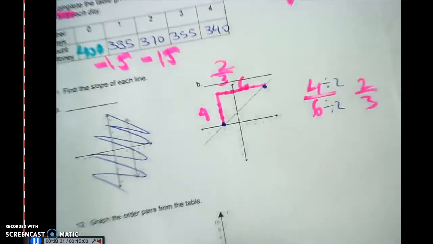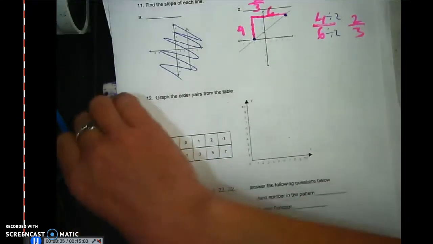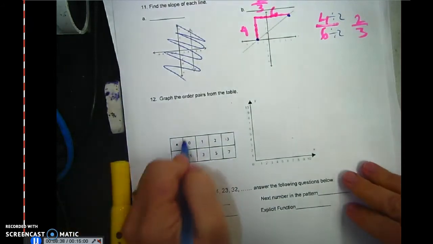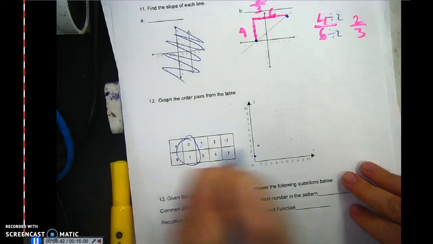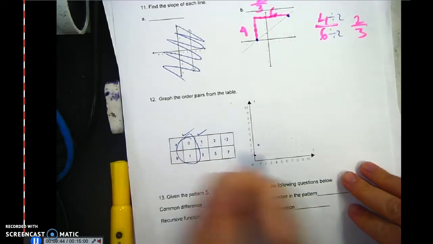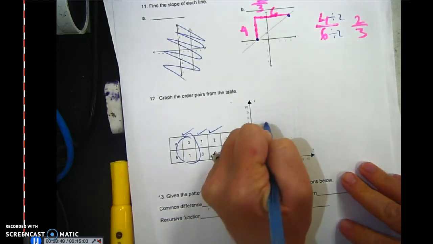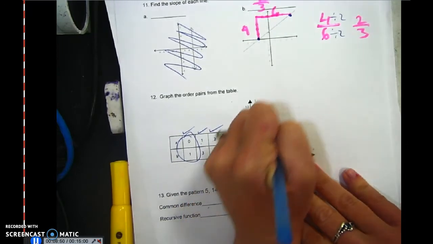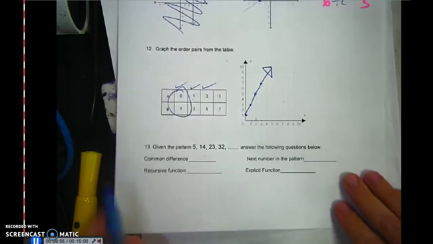Now what we need to do is graph the ordered pairs. So let's see, 0, 1, up 1, right 1, up 3, right 2, up 5, right 3, up 7. Draw the line, show that it goes forever. Okay? All right, we're going to do the pattern.